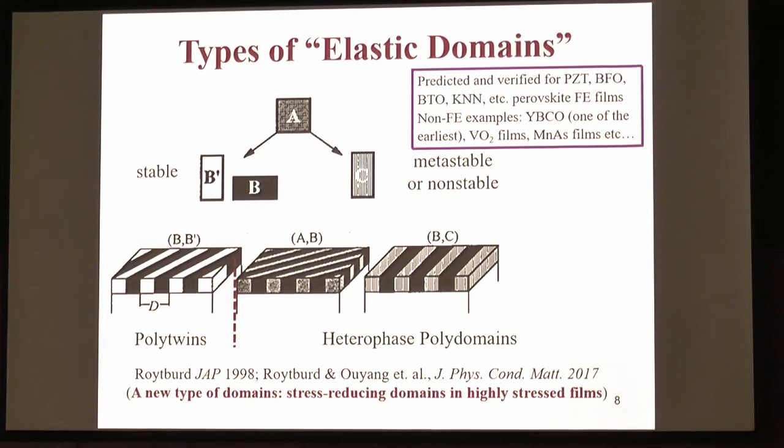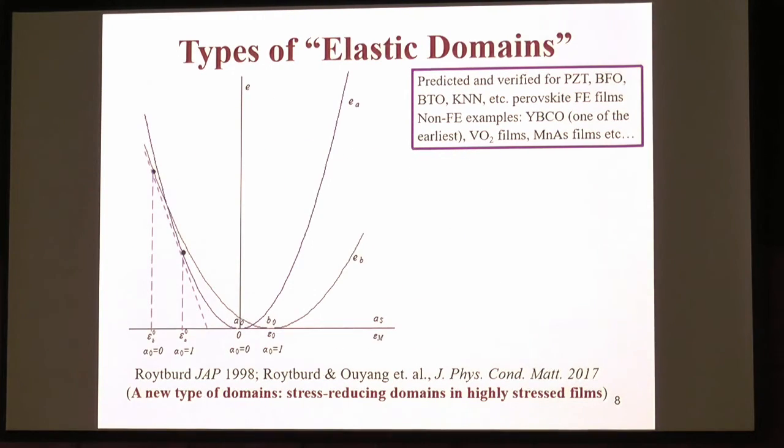There can be domains that appear in highly stressed films, not serving the purpose of eliminating the stress field, but serving the purpose of reducing the stress, or reducing the misfit energy. If I show you the free energy chart, you can understand what I mean here. So you have two materials, free energy or elastic energy as a function of the misfit. They have different moduli, you can see from their curvature.